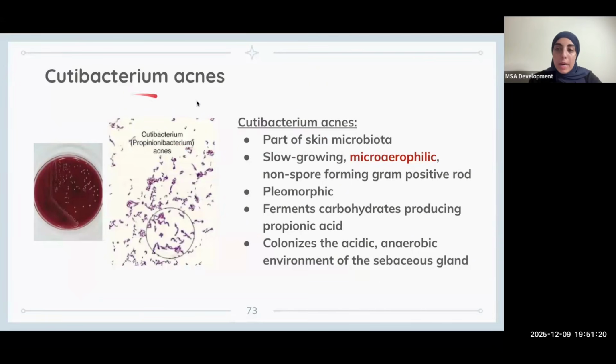Now more about Cutibacterium acnes. It's part of the skin microbiota, as we said. It is microaerophilic, meaning it needs very little oxygen, and that's why when the pore is clogged and this bacteria is inside, it doesn't have a lot of oxygen, it's fine. Like it can still live because it doesn't even need that much oxygen. And again, it's a non-spore forming gram-positive rod. It's pleomorphic, so it forms a lot of shapes, as you see here. Some of them are long, some of them are short. And as we said, it will digest all of the sebum, releasing fatty acids, and the fatty acids released by this bacteria are what cause the inflammation.